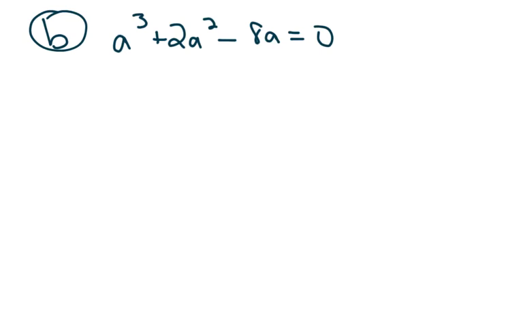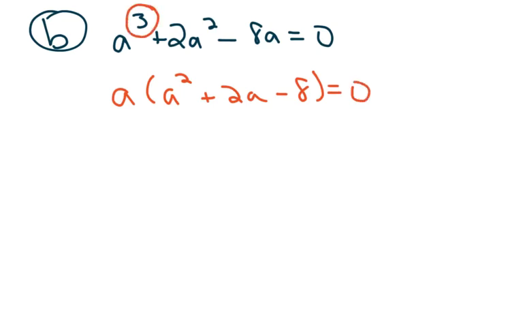I want you to notice that all 3 terms have a common factor of a. I'm going to factor that a out. So I'm left with a squared plus 2a minus 8. Now, I'm going to go back up here for a second. Because the largest exponent is 3, there are going to be 3 roots. So we're looking for 3 answers.